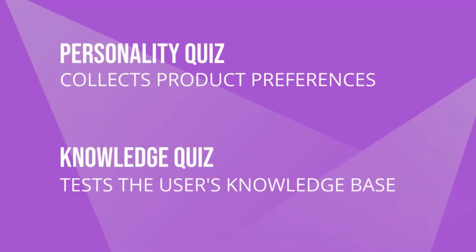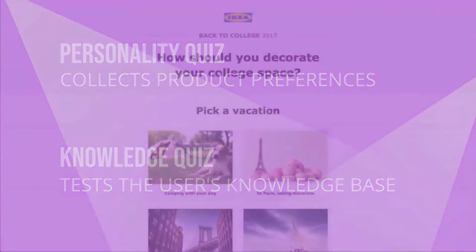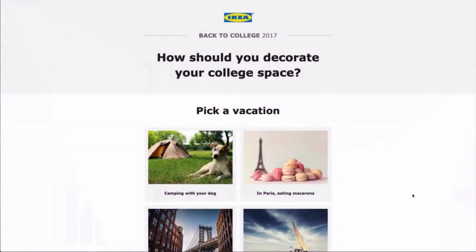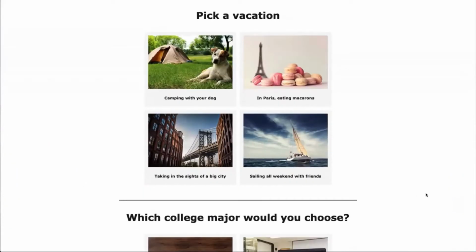So Jessica, do you want to take it over? Thanks, Adam. This first example is what we call a personality quiz. I found one used by IKEA that was built to match participants with their ideal college dorm decor. So if I answer the questions, I'll be presented with an outcome based on my answers.